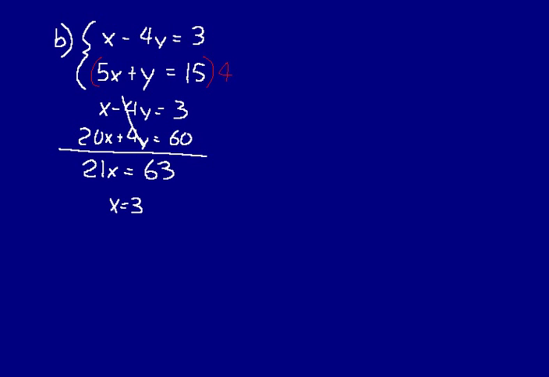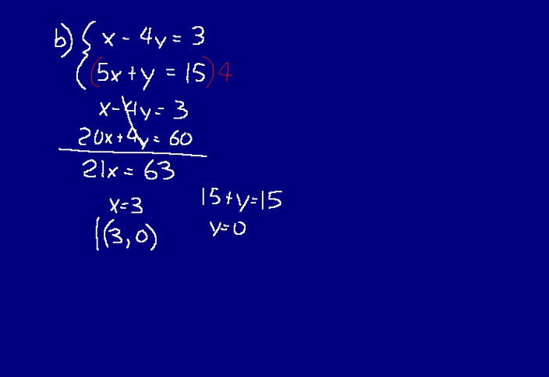So now we need to figure out what y is. So we can substitute into either one of those equations. Doesn't matter which one. I think since the bottom equation already is just in terms of y, I'll substitute into that one. And we'll say 5 times 3, that would be 15, plus y is equal to 15. And so that means that y equals 0. And so our answer is 3, 0.